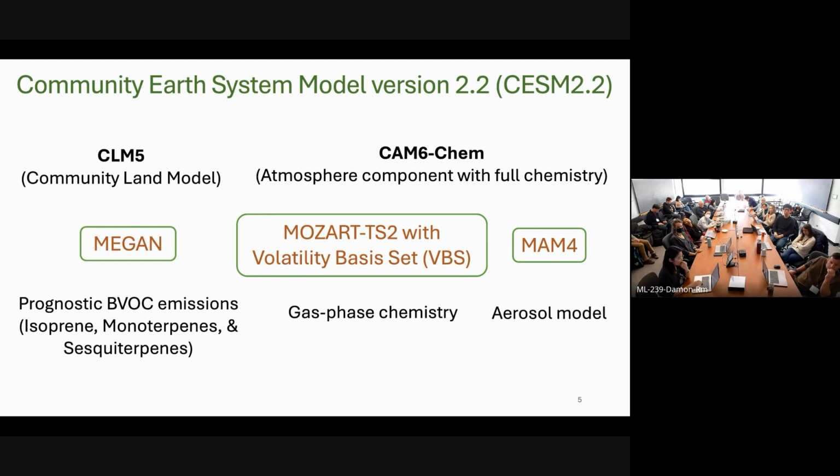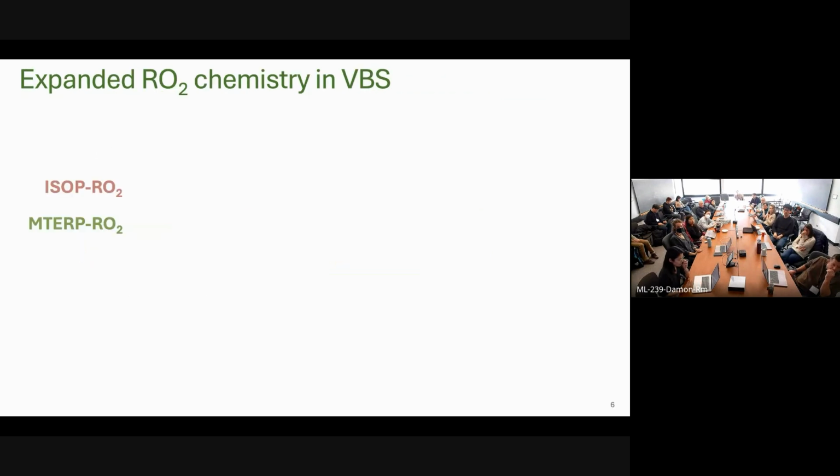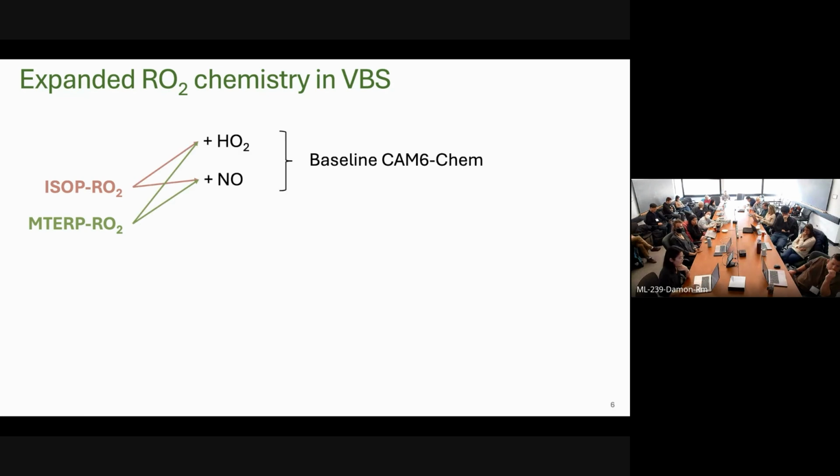Before conducting experiments, we first try to have a more complete representation of the RO2 chemistry in VBS. So we added a few new chemical reactions. Again, all the reactions you are seeing here and all the results you're seeing on the later slides are about OH oxidation. No other oxidation is considered. Starting from the isoprene and monoterpene RO2s, their reactions with HO2 and NO are already included in the baseline CAM-Chem.